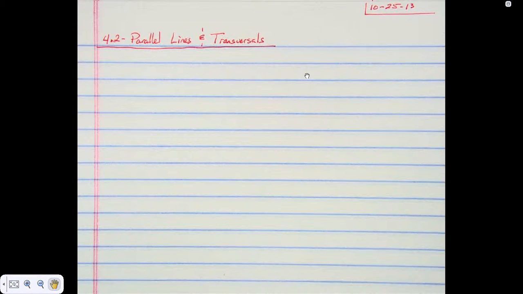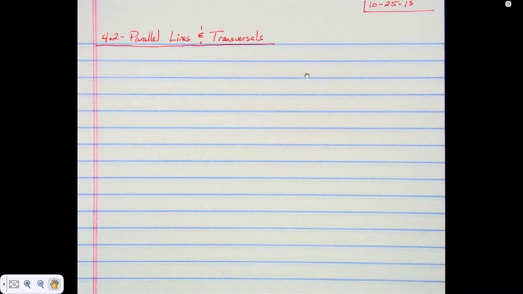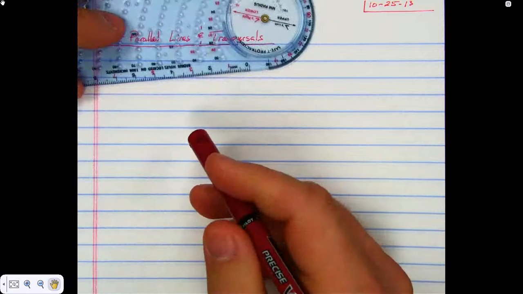Short section, something you'll use over and over again for the rest of the year. Okay? First, we're going to talk about what a transversal is.